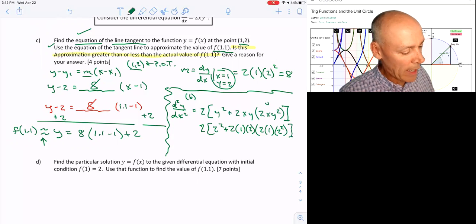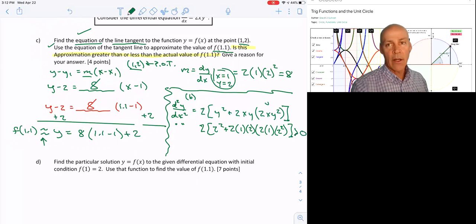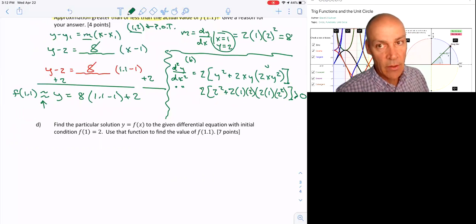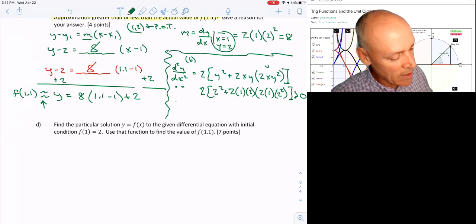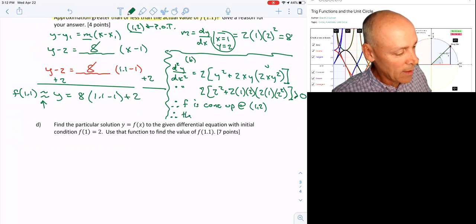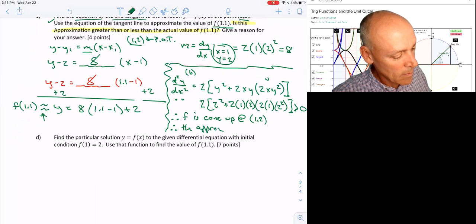Okay, well, I look at this, and again, this is my second derivative, and I can see that is going to be some positive number. All I care about is, is it positive or is it negative? Well, it's going to be positive, and so because my second derivative is positive, that means I can say, therefore, f is concave up at my point of tangency at 1, 2, and therefore the approximation, well, let's think about it.